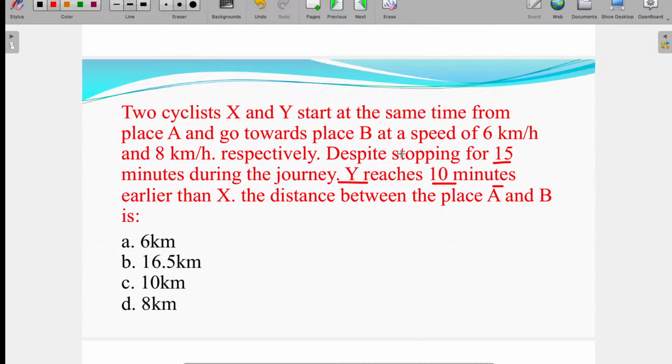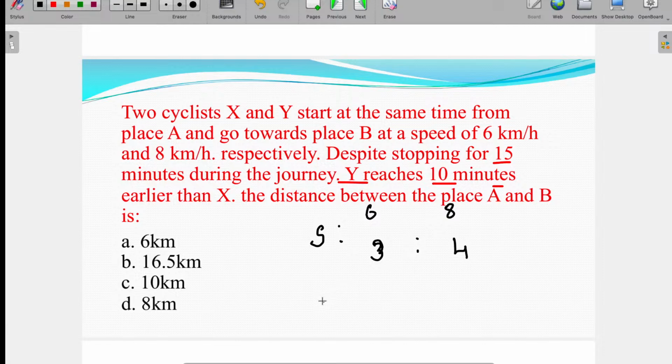Same concept remaining. Speed ratio, time ratio, because it is the same place, X and Y are the same place. Two cyclists X and Y start at the same time, but whether they reach at the same time or not, let's see. A and B go towards B at speeds of 6 km and 8 km. The speed ratio will be 6 and 8, the original speeds. Can I write the ratio as 3:4? It is a speed ratio of 3:4.